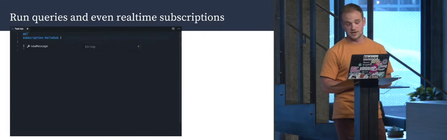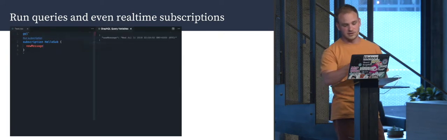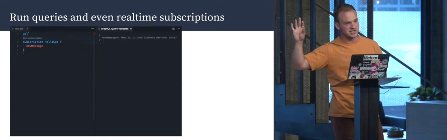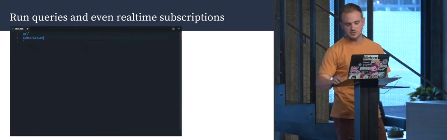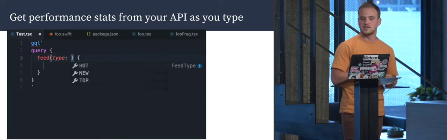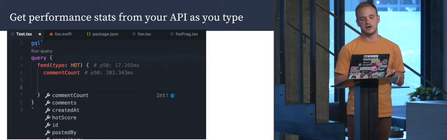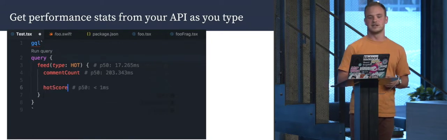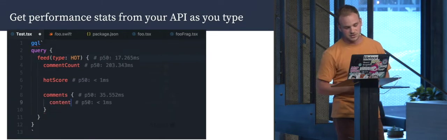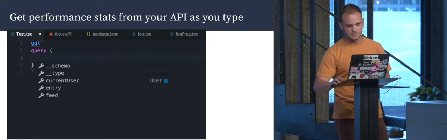This is an example of a GraphQL subscription, and it actually will open a WebSocket to your server and receive real-time updates. As you can see, it's a little small, but the timestamp is changing here. So you'll be able to do real-time GraphQL subscriptions as well. And remember I showed you that performance data from Engine that keeps track of how fast your API fields are going? You'll be able to know how fast your API fields are directly from your editor before you even run those queries. It'll annotate the fields that you're writing with P50 or P99 performance data.